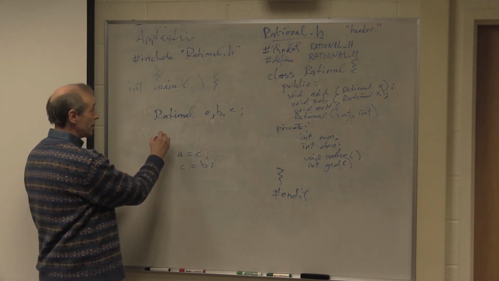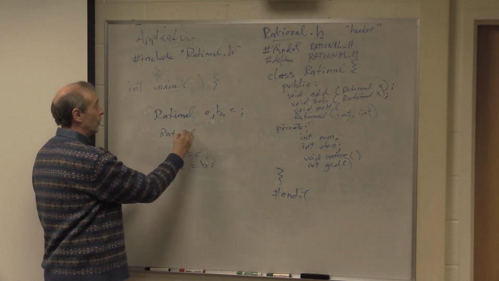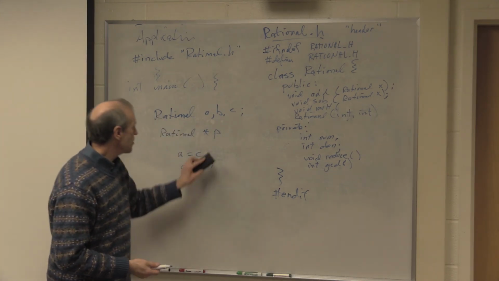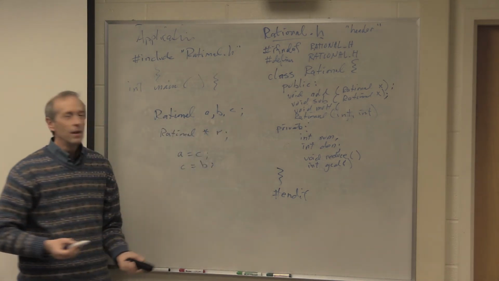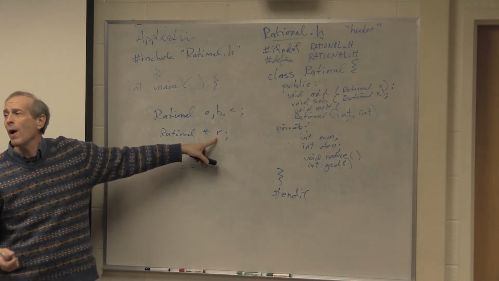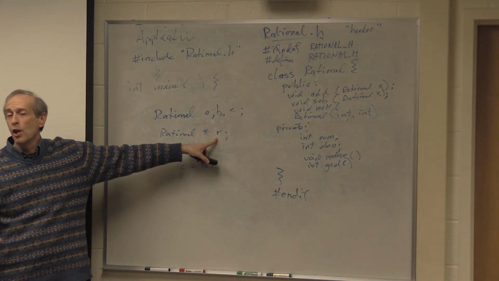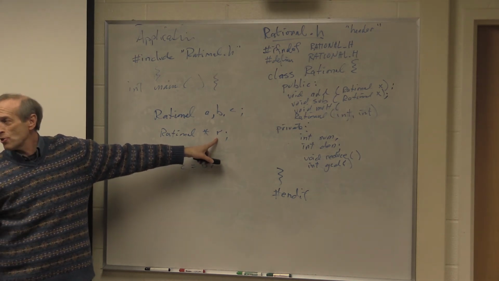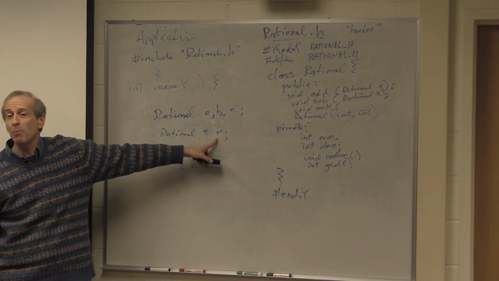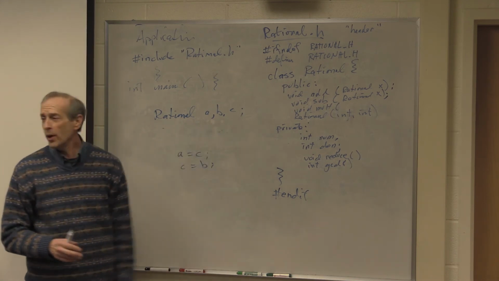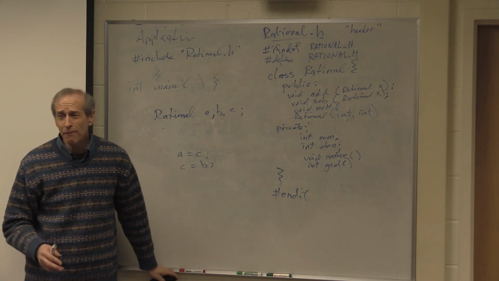So there is a difference. Rational star, P is not a choice, R. That will point to a rational number. When you new a rational number, you must have a variable that will point to that. For this project, we don't have to do that. Right? This is a little different though.